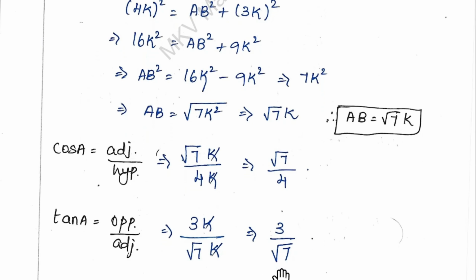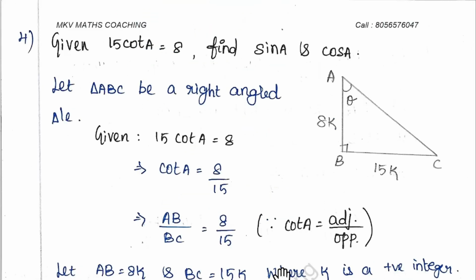So k will get cancelled, 3 by root 7. Okay, so that's all. So next question is also same type. They have given 15 cot A is equal to 8, right? So just keep the cot A as it is and send this 15, that's it. Since it is in multiplication, it goes as a division, right? Cot A equal to 8 by 15.